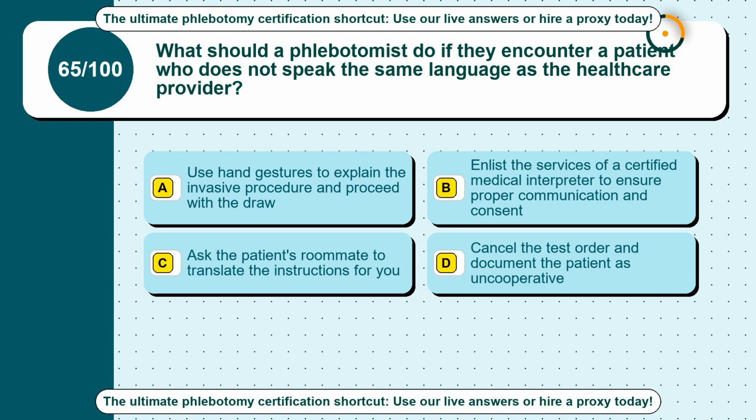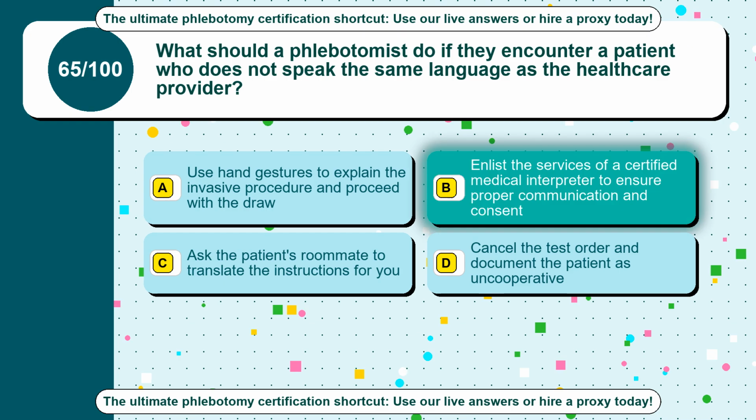Option C, ask the patient's roommate to translate the instructions for you. Option D, cancel the test order and document the patient as uncooperative. The correct answer is option B, enlist the services of a certified medical interpreter to ensure proper communication and consent.